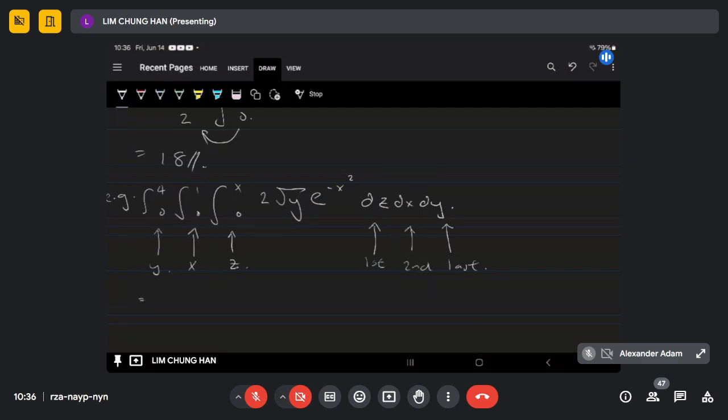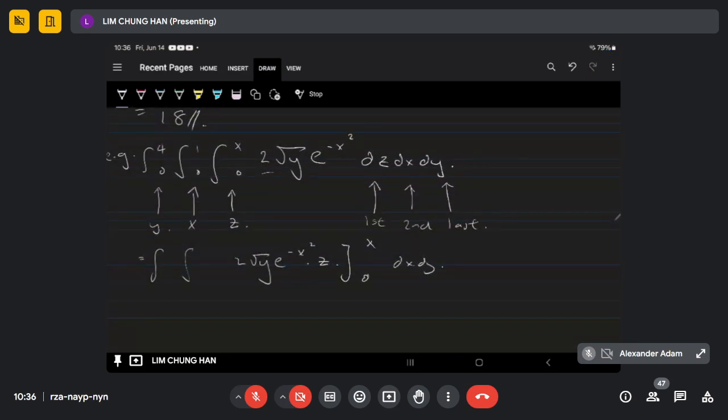Okay, so the first one is dz. Let's integrate dz. So 2 is a constant, we write it down. y is also constant, we write it down. e to the power negative x squared is also constant, we write it down. And then we integrate against z, which means we just put a z in there. Everyone understand this?